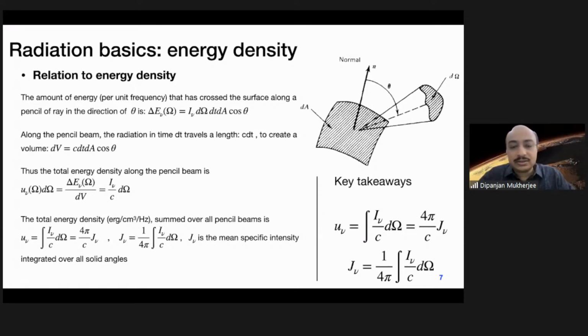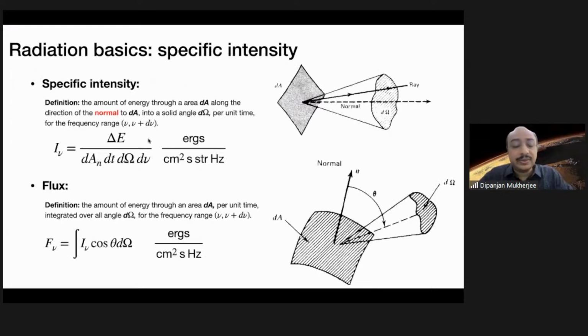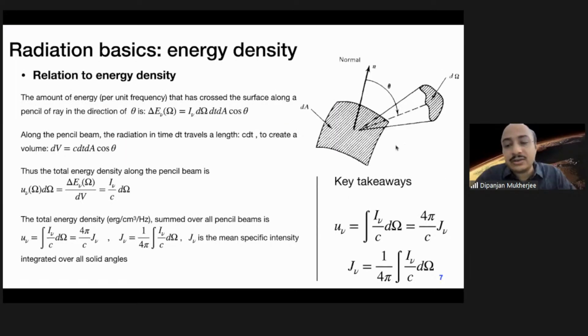This is nothing but just the rehash of this definition, except that we had the area normal to the particular ray. Now this area may not be normal, so we have to take into account that this should be dA cos theta, the normal area. So if we have the I nu along this particular direction, then the total amount of energy going in that direction is I nu d omega dt dA cos theta. And this is the energy per unit frequency, so that's why we're not writing the d nu over here.